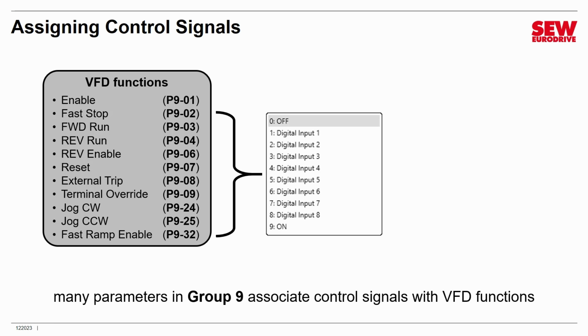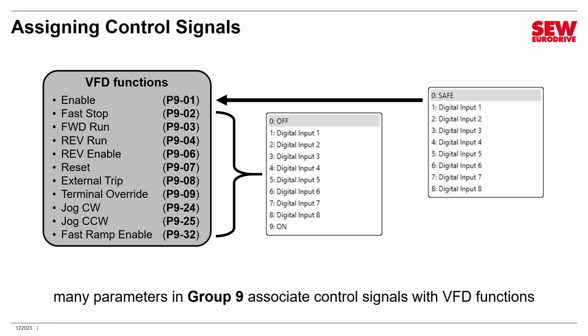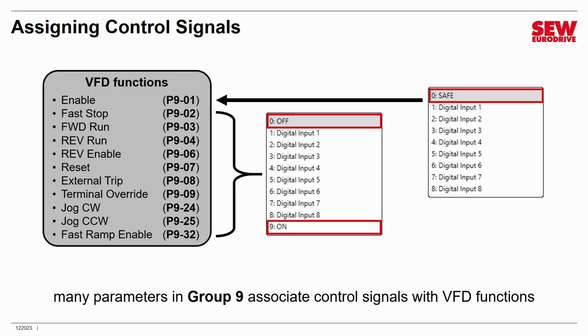These are the choices available for everything but the very first function on this list, which is enable. So notice you can assign any one of these to a digital input, 1 through 8, or you can just turn them permanently on or permanently off. Now the enable function is a little bit different here. It has these choices, and you notice the differences. Notice that there is no on or off for the enable function, but there's a different option called safe. The reason for this is because the enable function is sort of a mandatory function. You can't use the VFD without it.